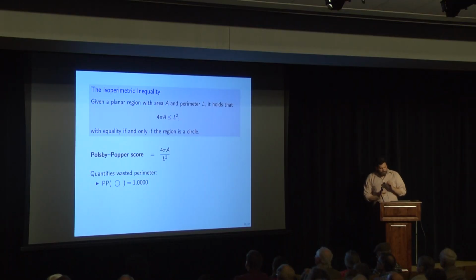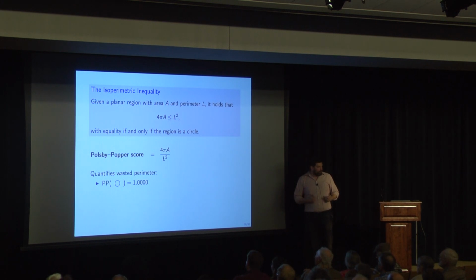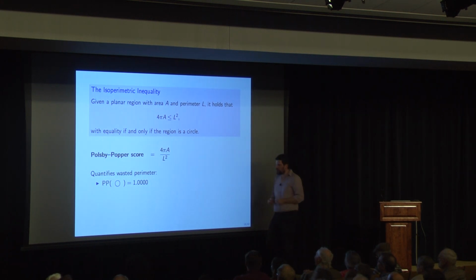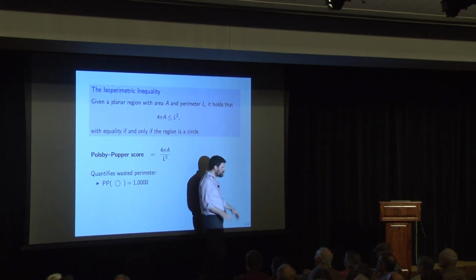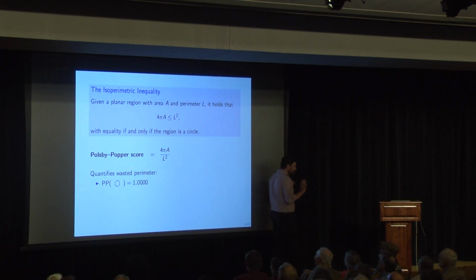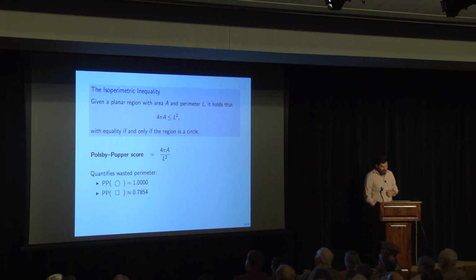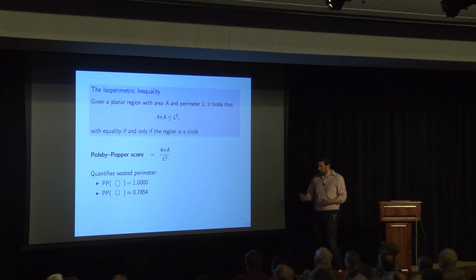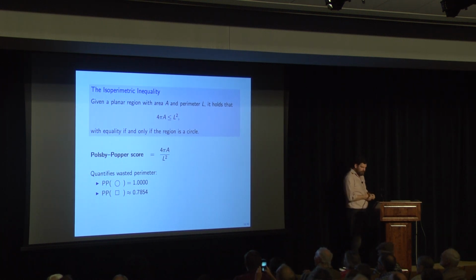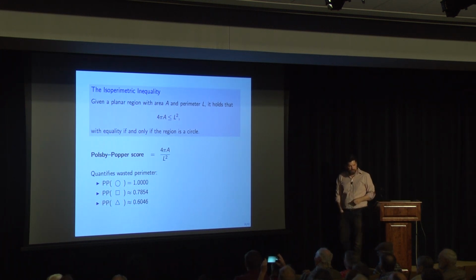So let's look at examples. This is quantifying wasted perimeter. Big number's good. So the Polsby-Popper score of a circle is 1. It's the biggest number you could have, according to the isoperimetric inequality. How about a square? Well, it's dipping a little, but it's not really small. It's just like 0.7 something. How about a triangle? There's more zig and zag to a triangle. Well, it's getting smaller, 0.6 something.